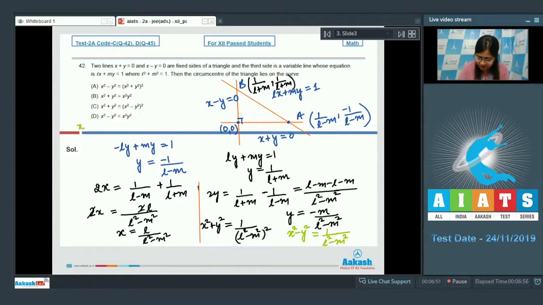So, locus will be x square plus y square equal to 1 divided by (l square minus m square) whole square, that is equal to (x square minus y square) whole square. So, this is the locus of the circumcenter. So, from the given options we can see that the correct answer is option number C.